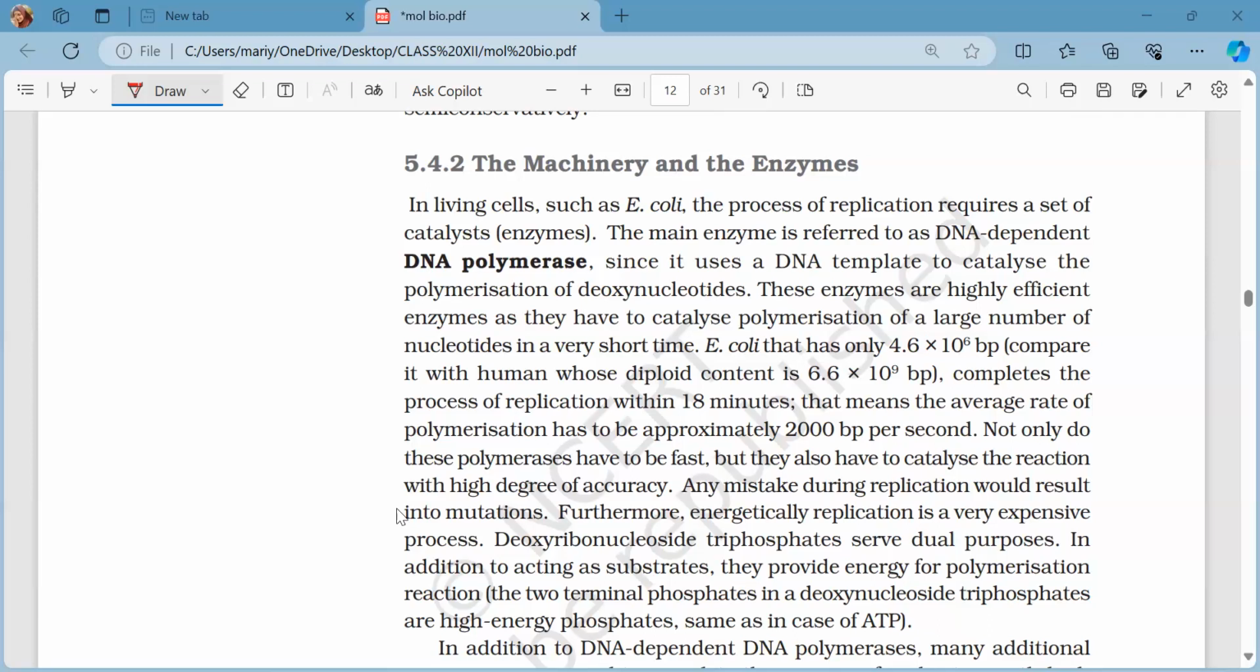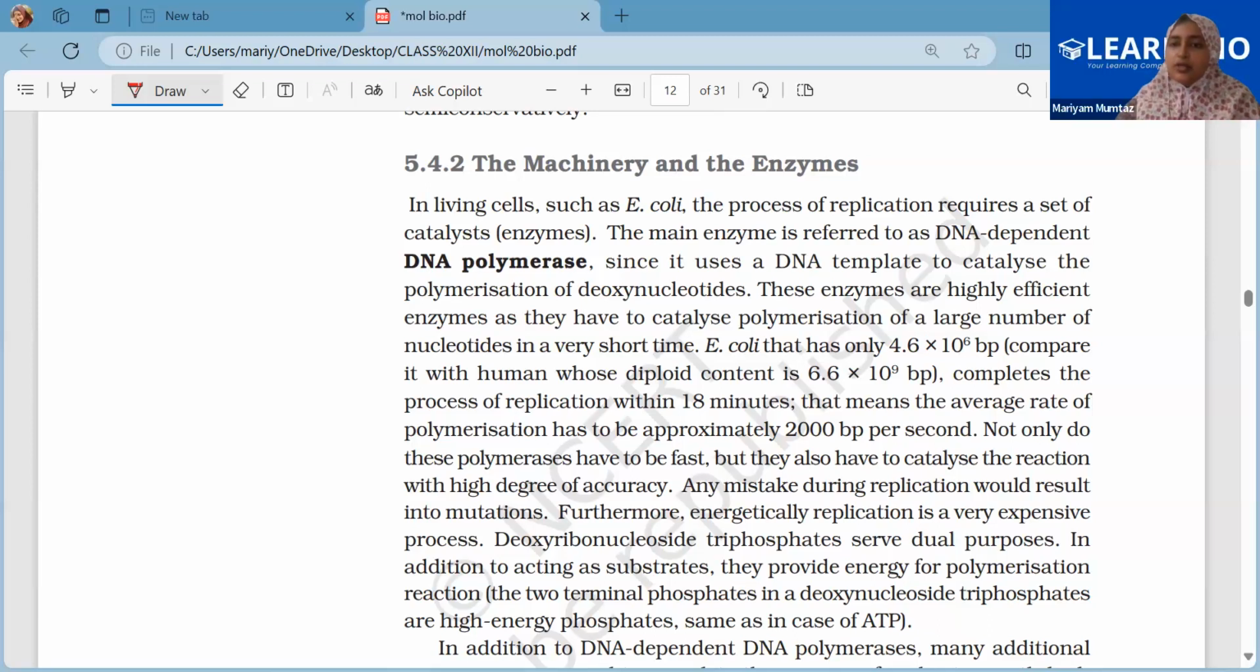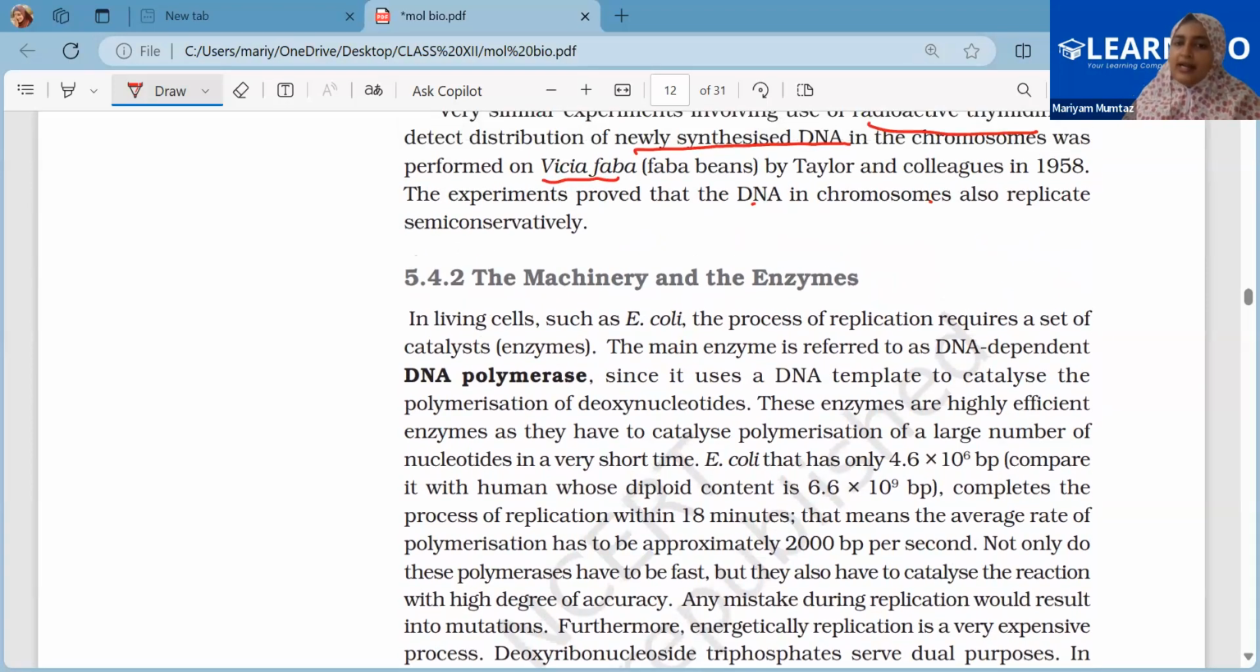Okay. In living cells, such as E. coli, the process of replication requires a set of catalysts, that is enzymes. Now, again, as I told you, in biology, any reaction, no matter what, will require enzymes. Now, the main enzyme is referred to as the DNA-dependent DNA polymerase. This is the enzyme that is used for the replication process.